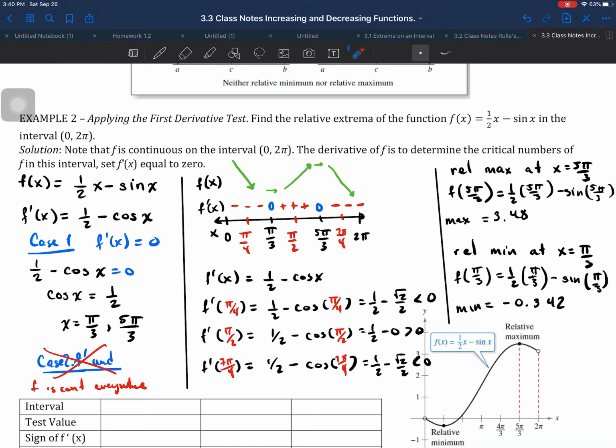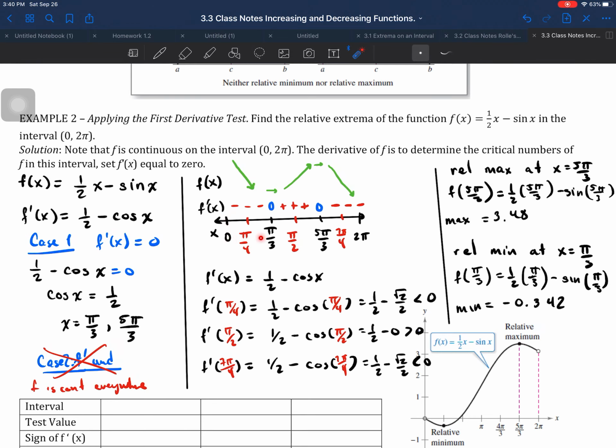What's next? My suggestion is to make the number line again. Separate the number line using these two numbers, pi over 3 and 5 pi over 3. In this example, you should restrict yourself within 0 and 2 pi, so I'm going to restrict myself between 0 and 2 pi.